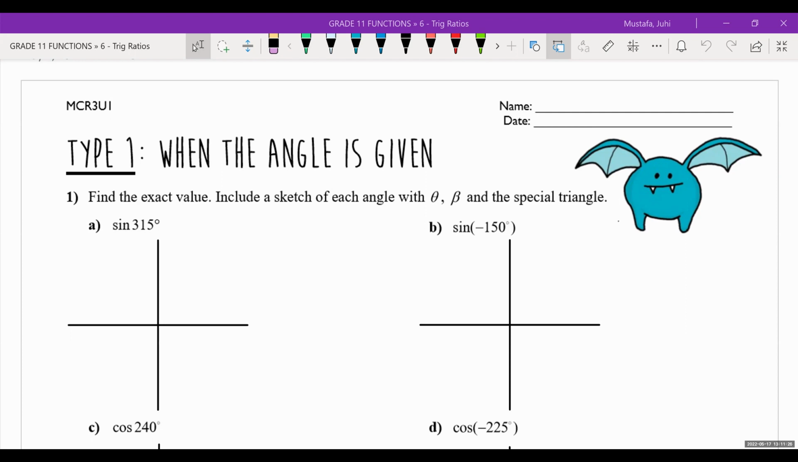For every single one of these questions, we're going to find the exact value. That means if you were to plug in sine 315 into your calculator, you would get something like 0.blah, blah, blah. But we're going to give our answer as a numerator over a denominator, a proper fraction. We're going to include a sketch. We're going to draw theta, beta, and the special triangles, and then we're going to try to solve it.